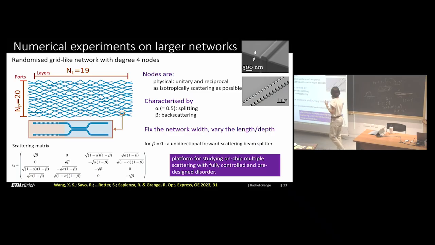For that, we had to use a Bragg reflector. You see, this is the waveguide, and we just interleaved air and the waveguide so that you have partial reflection at each of the pairs. Then you build up your backward propagating signal. So you really have all the flexibility there. Then we use these kinds of scattering matrices. So we have the possibility of building this platform for studying on-chip multiple scattering with fully controlled and pre-designed disorder.